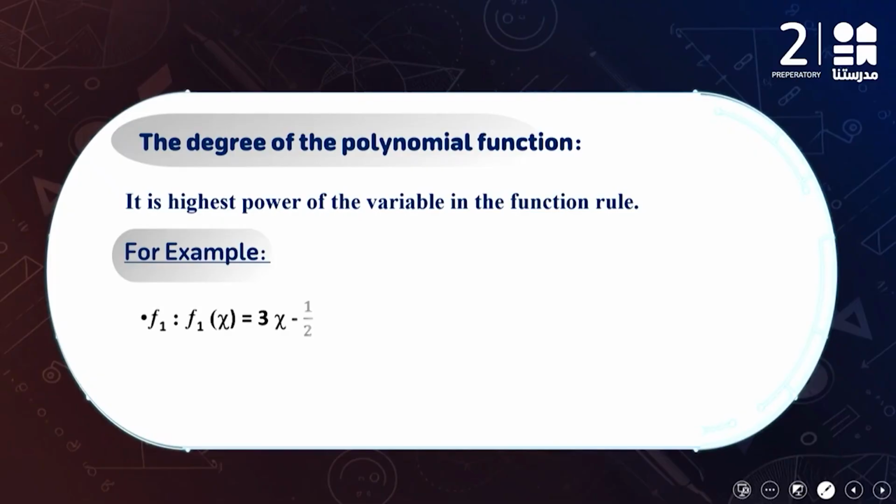The degree of the polynomial function, as we said before, is the highest degree of its variables in the function rule. For example, the first one here we have x power 1 in the first term, and in the second term there is no x, so it will be a function of first degree. The second one here we have x power 2 and x power 1, and the third one is the absolute term, that means x power 0. The highest one is x power 2, so it will be a function of second degree.